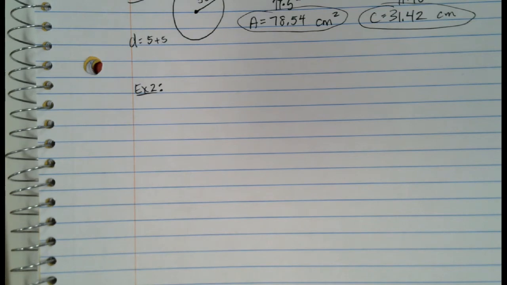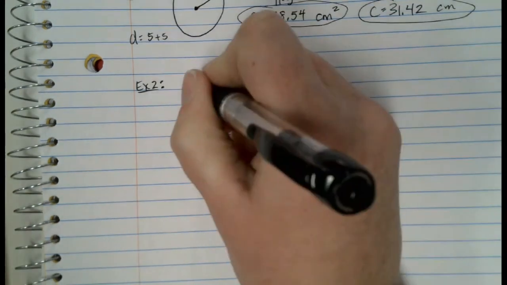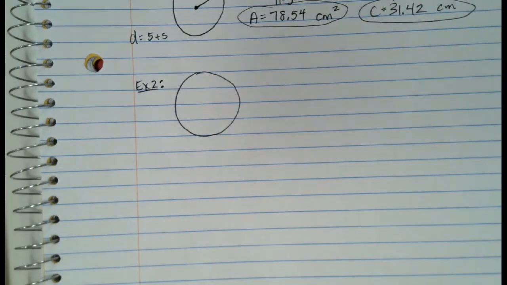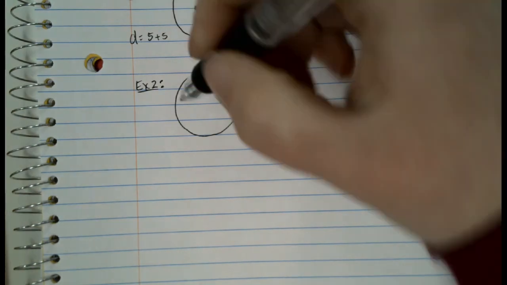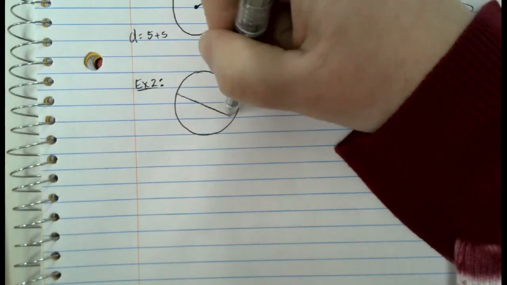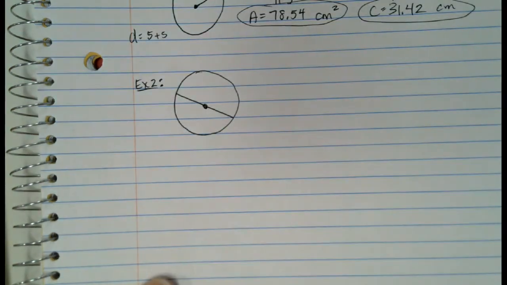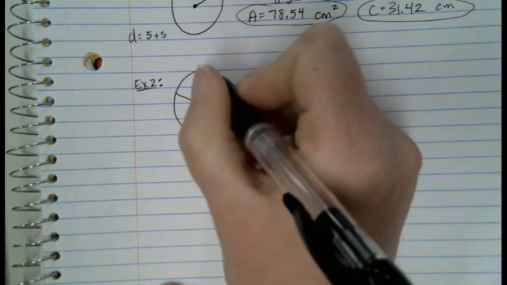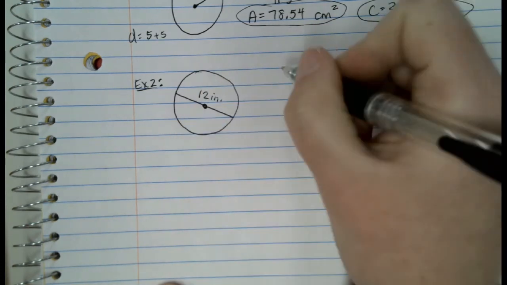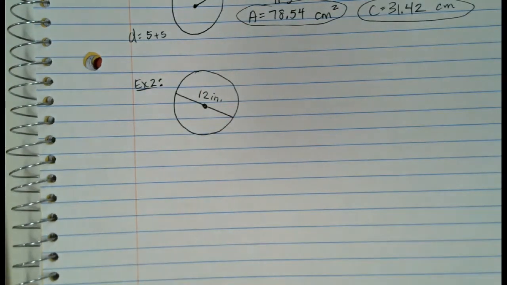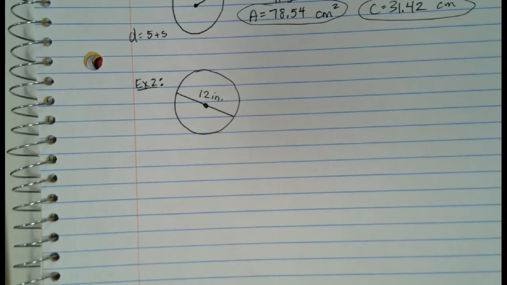Let's see, let's go, okay, here we go. Now that's a good circle. My diameter is not in the middle, but that's okay. Let's say this diameter is 12 inches. Okay, everybody got it drawn out?